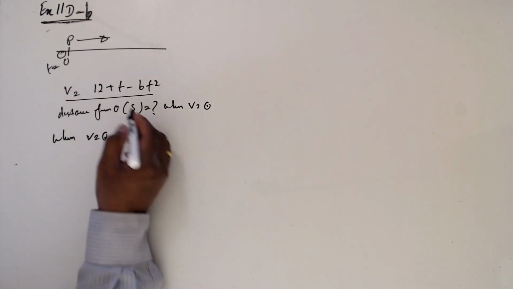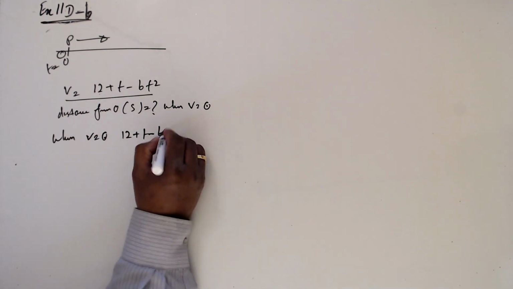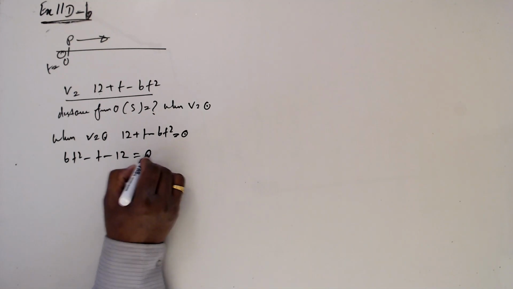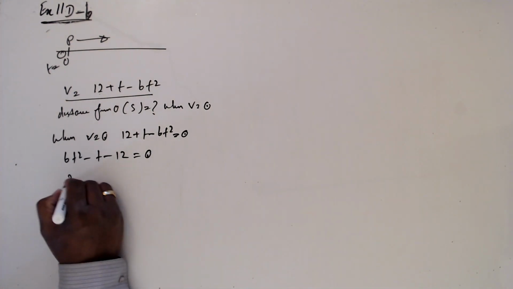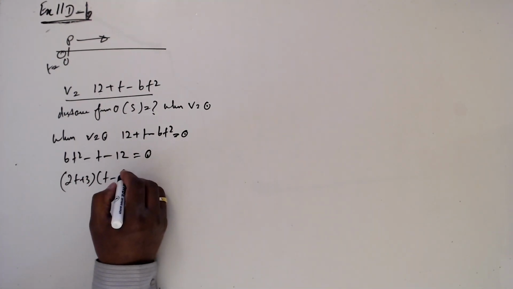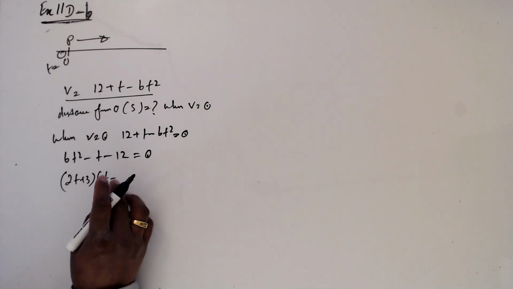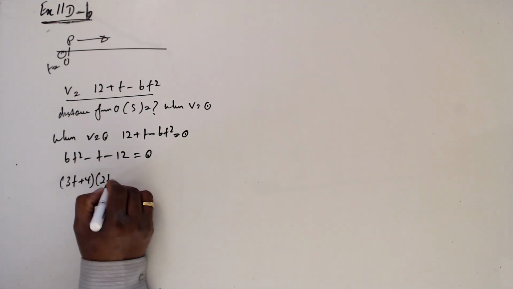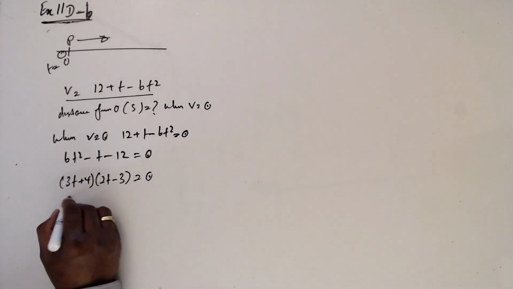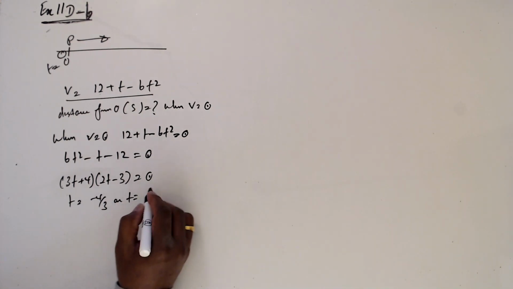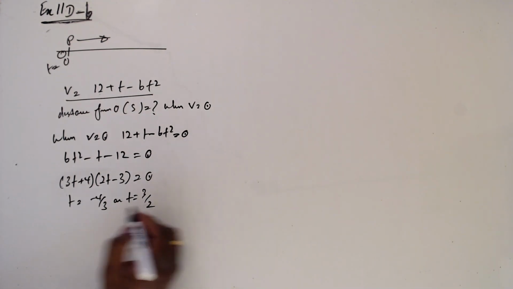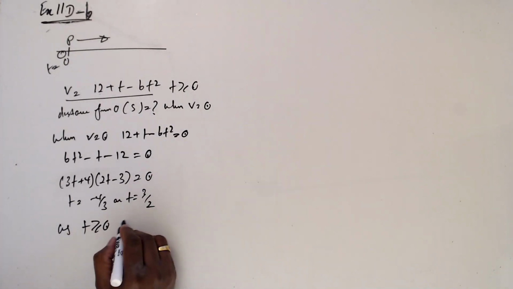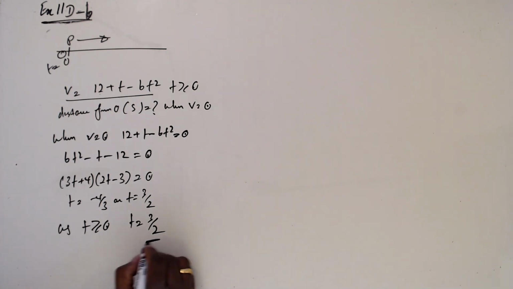When v equals 0, 12 + t − 6t² = 0. Rearranging the other way, 6t² − t − 12 = 0. Factorising, (3t + 4)(2t − 3) = 0. So t equals −4/3, or t equals 3 over 2. As t is greater than or equal to 0, t equals 3 by 2. So this is the time when v equals 0.